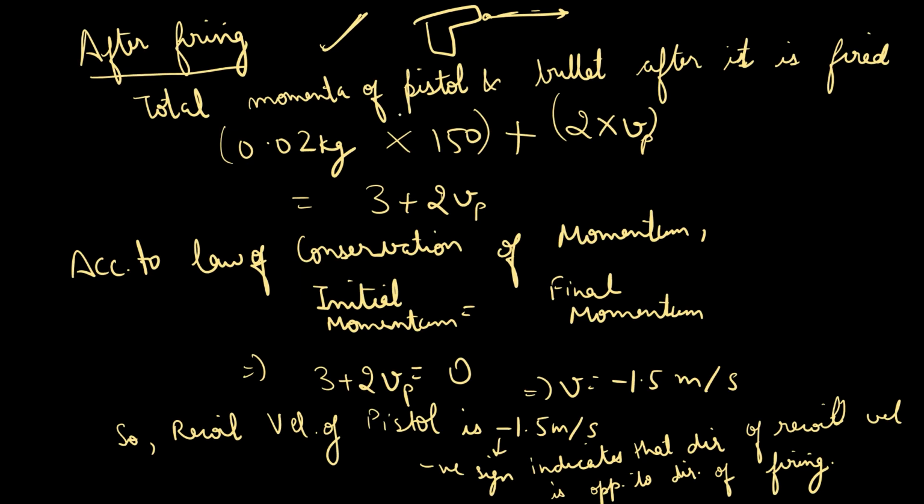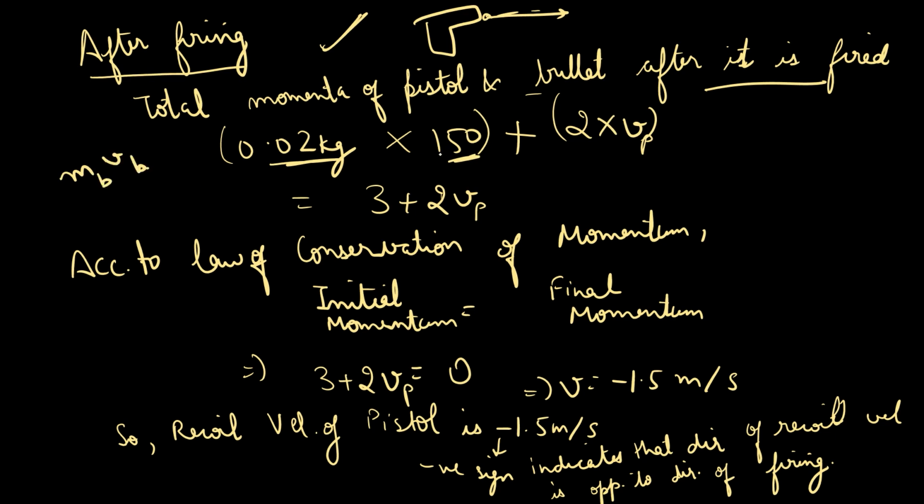Okay, so what is the total momentum of the pistol and bullet after it is fired? How much is the total momentum? We know 0.02 kg is the mass of the bullet. So 0.02 kg into 150. Why 150? Because it is the mass of bullet into the velocity of bullet.